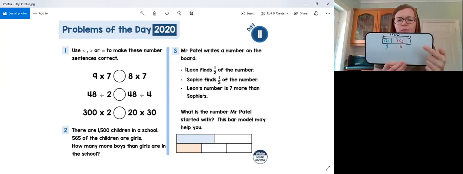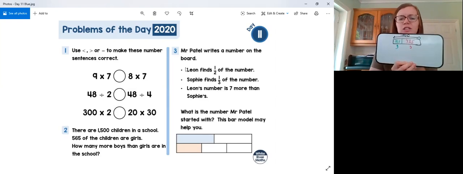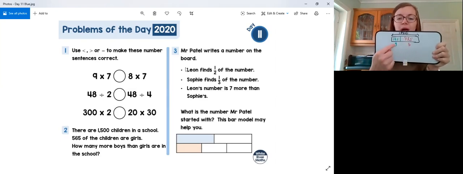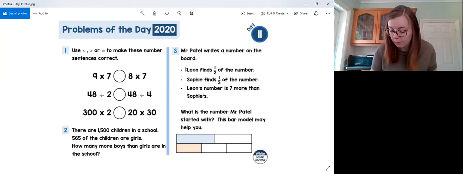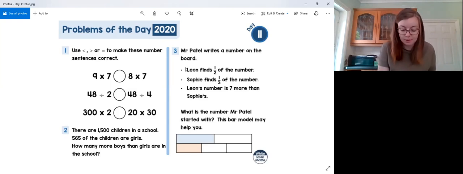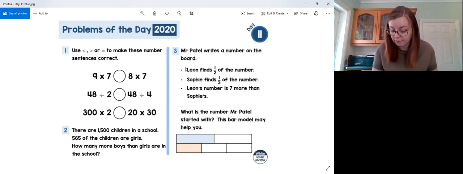Okay, but I've worked out how many boys, but the question didn't ask me how many boys. It asked me how many more boys than girls. And we remember now from the last one, how many more is looking for the difference between these two numbers. So we need to take the number of girls away from the number of boys. So we will use column subtraction again this time. So 935, take away 565.